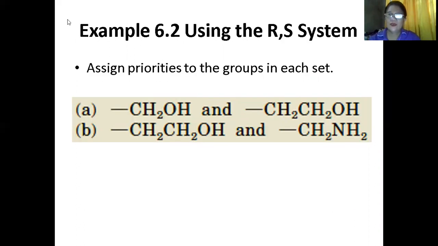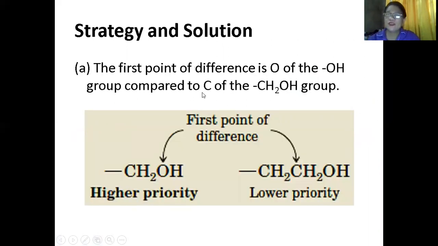So letter A, this one. Where is the higher priority here? The CH2OH or the CH2CH2OH. The first point that we are going to look at is the difference between the O of the OH and this one. Then which has the higher priority? Of course, this CH2 is attached to the center carbon.